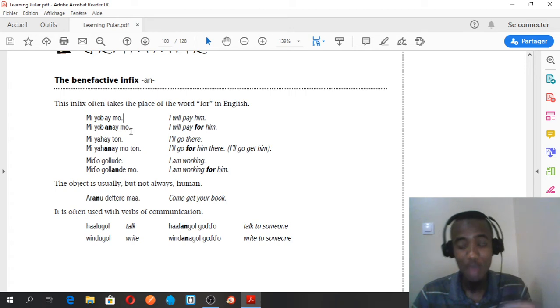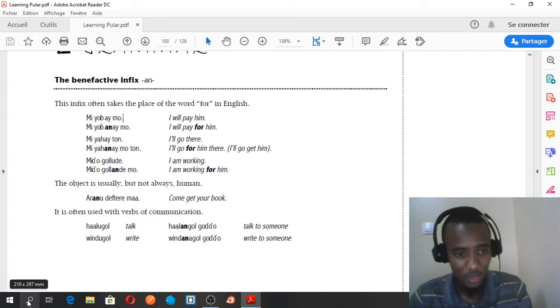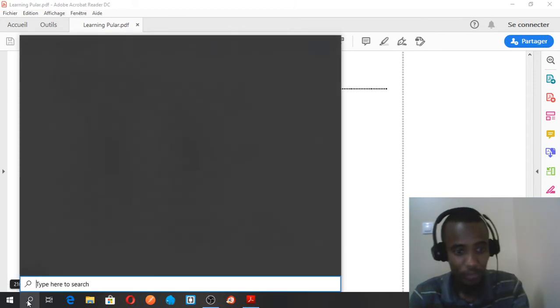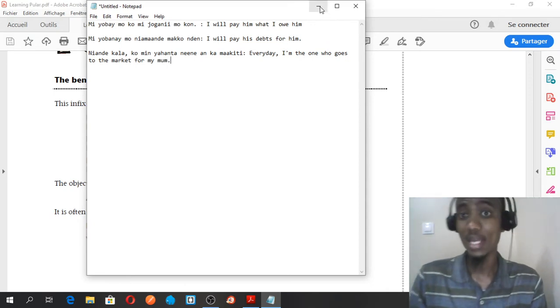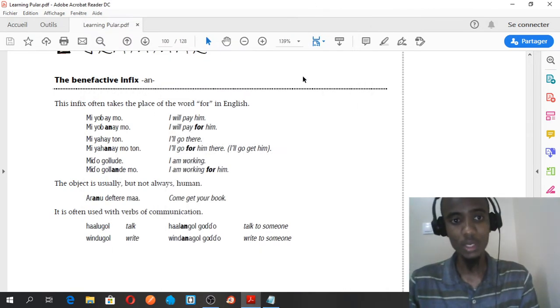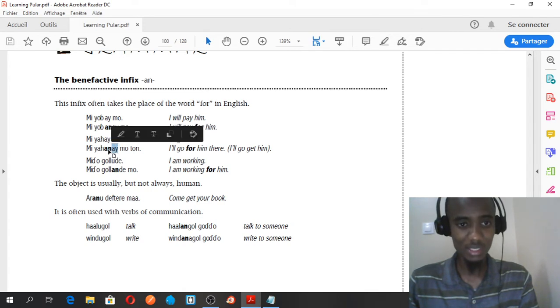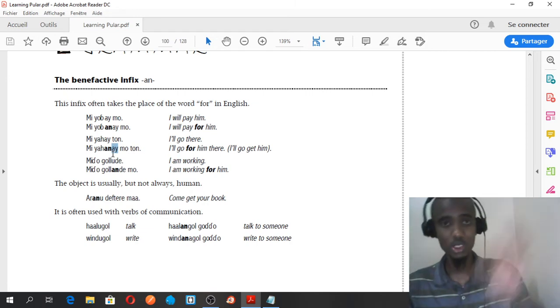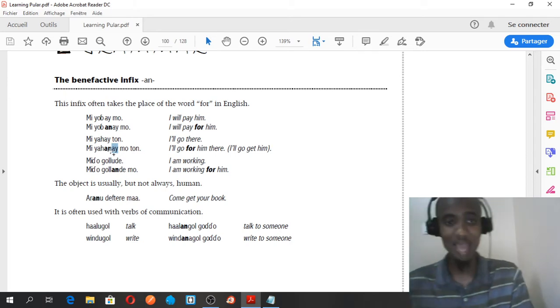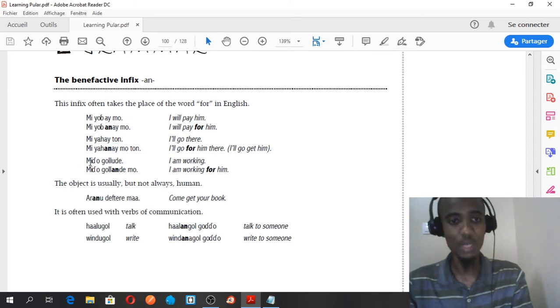Miyobanaimo means I will pay for him. Two examples. Yan dekala ko miyahanta nene ang kamakiti. So yahanai. For the ending here, this is the important part. Focus on the an. For the ending, it depends on the tense. If it's the perfective or the future, it depends on the tense, for I say mi yahanta.